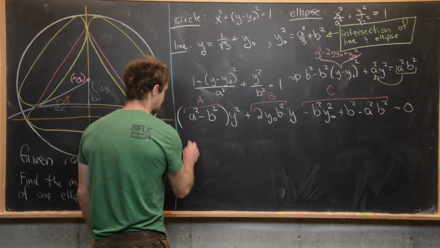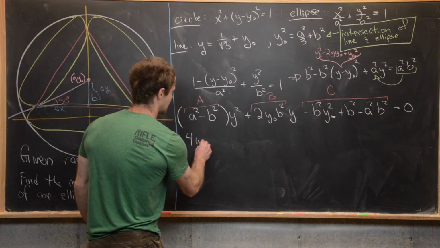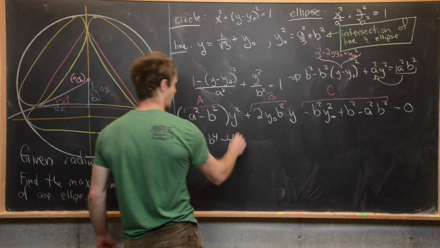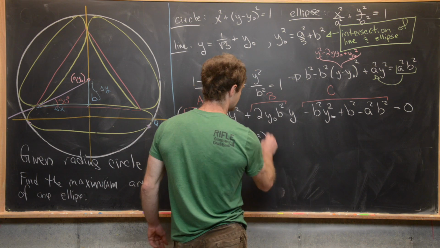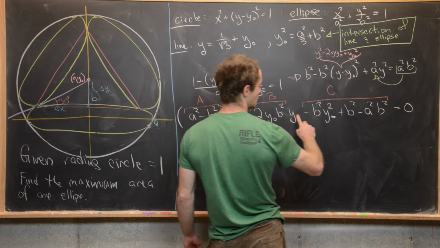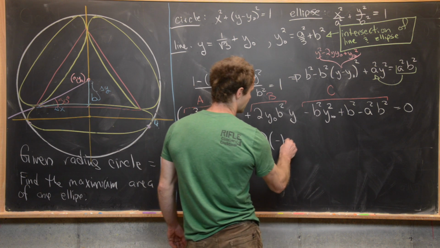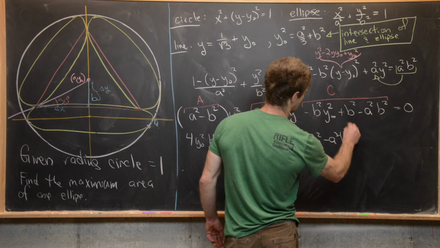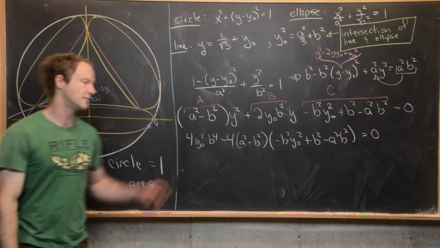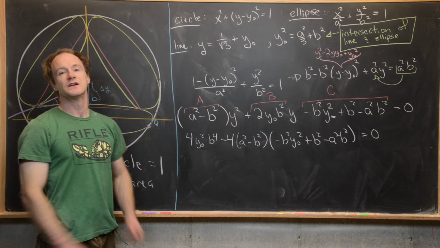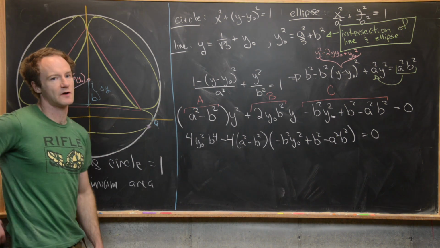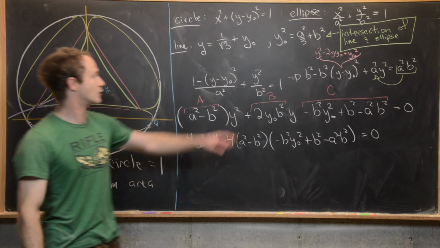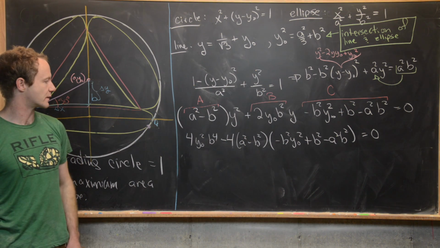So again, we'll have capital B squared, so 4y0 squared times b to the fourth, and then minus 4 times capital A, so that'll be a squared minus b squared, times capital C, which is this thing right here. So that's going to be minus b squared y0 squared plus b squared minus a squared b squared. And again, that needs to be equal to 0 because our discriminant needs to be equal to 0. So next we want to manipulate this so that we can solve for y0 squared and compare this value of y0 squared with our earlier value of y0 squared.